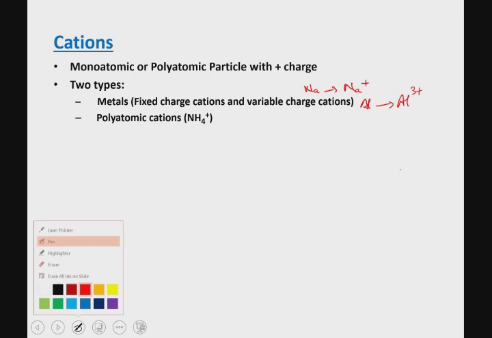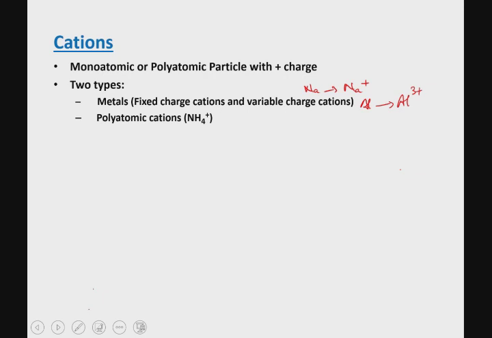But cations can also be polyatomic if more than one atom comes together to make a bigger unit that has an overall net positive charge. And the one that you really need to be aware of for now, and remember to recognize, is the ammonium cation, the NH4+ cation.